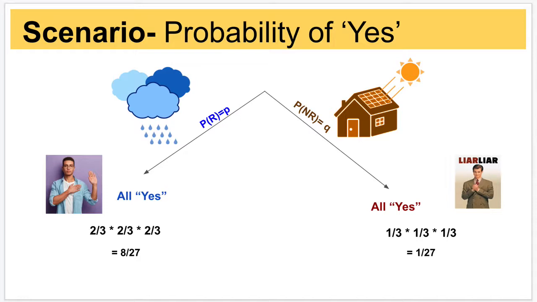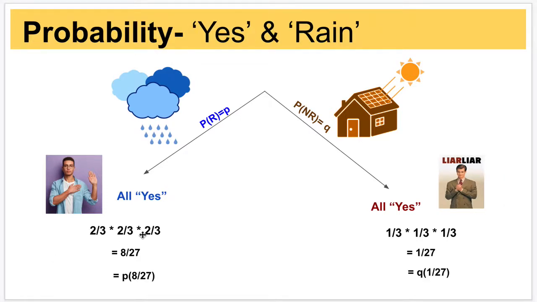1/27. So now we want to know what is the probability of all the yeses given that it's raining. So that's going to be P, which is the probability of rain, times the probability of all the yeses. The probability that they're all lying given that it is not raining will be Q times 1/27. And so what we want to know is, what is the probability of raining given the conditions of an all yes? We know what the general probability is. This is the prior probability of rain, it's P.